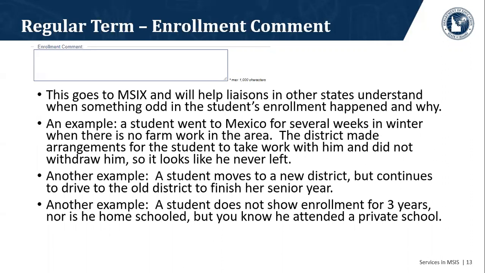So it will help for people to understand, especially if there's something odd about the student's enrollment, how it happened and why. So I gave you a few examples. You can, I'm sure, think of others. A student went to Mexico for several weeks in winter when there was no farm work in the area. The district made arrangements for the student to take work with him and did not withdraw him. So it looks like he never left, but he did.